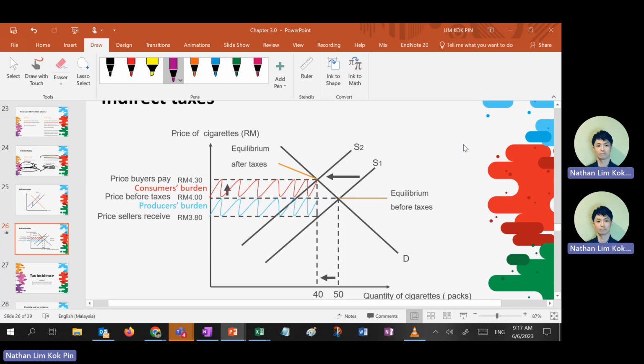Are you done? Do I need to show you how to draw again? You have to state the area and label it as consumer burden and producer burden. State the area using different colors of pencil.